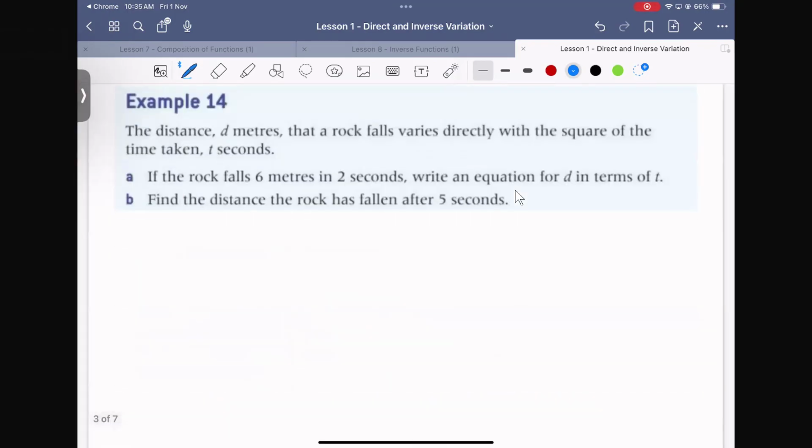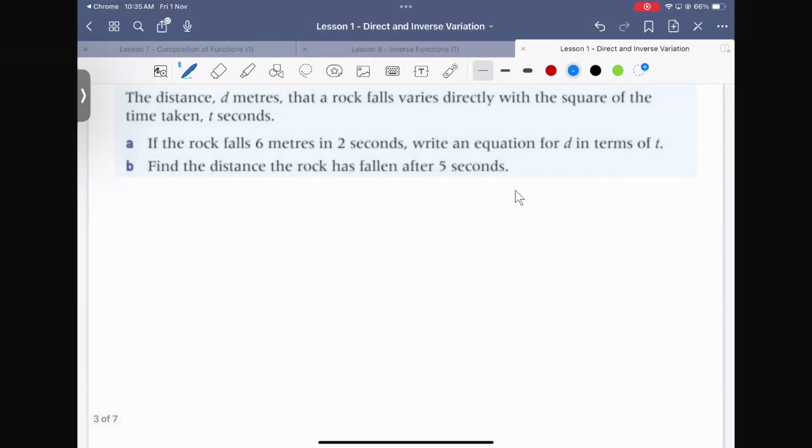So here's our first example. The distance in meters that a rock falls varies directly with the square of the time taken. Let's pick apart the question. What is our x variable here? Our x variable is going to be time in seconds. Our y variable is going to be distance in meters. So these are our two variables.